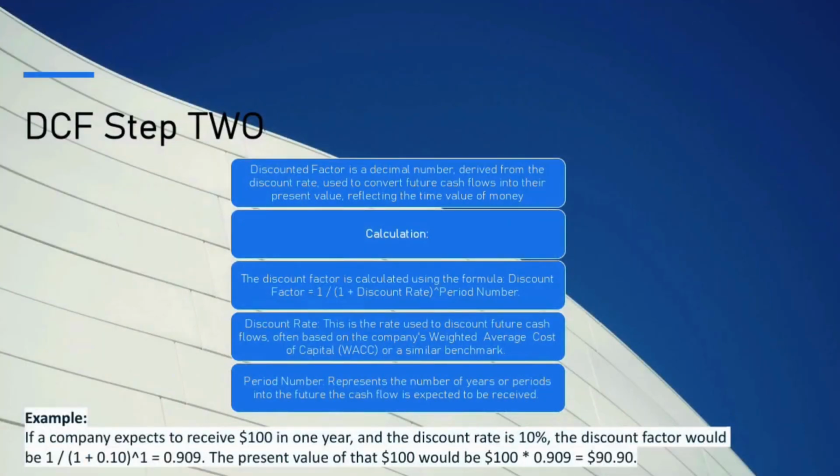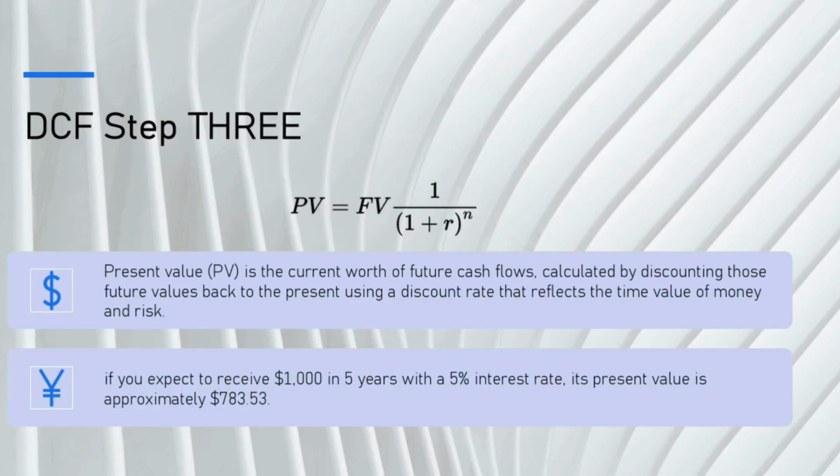We need to first understand the present value to know about the discount factor. Present value is the current worth of any future cash flow, calculated by discounting that future value back to the present using a discount rate, which reflects the time value of money and risk.